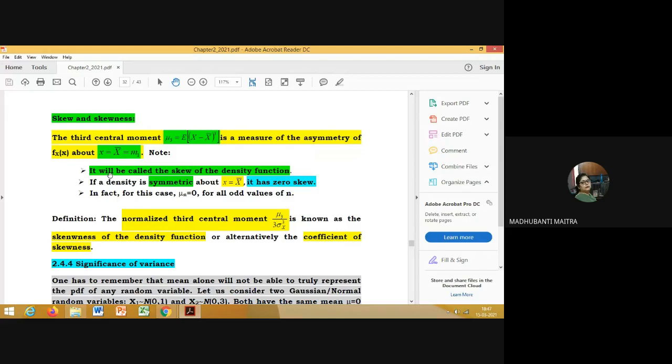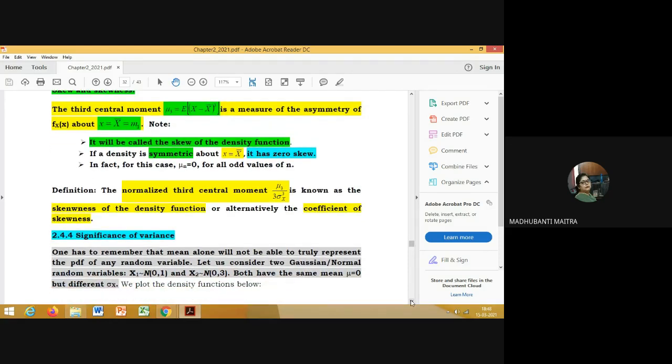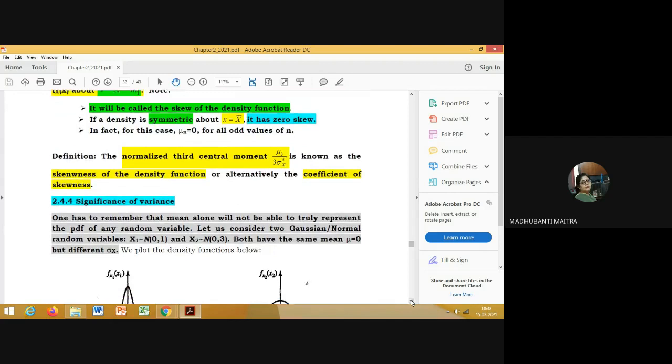So note that this third moment is generally known as the skew of the density function. It portrays the asymmetrical nature of the density function. And if a density function is symmetric about the mean, then it has got no skew. Since it's symmetric, the skewness property of the density function will be 0.